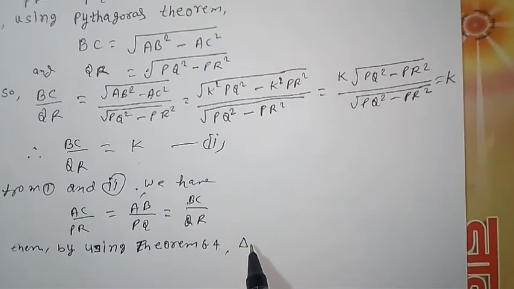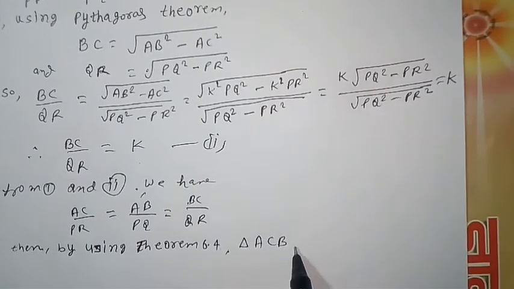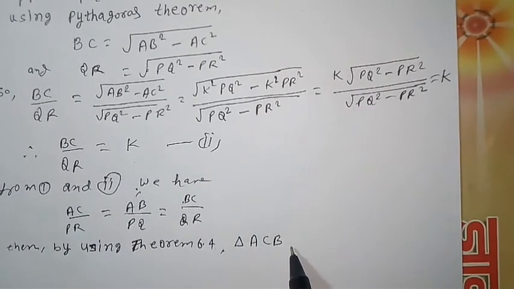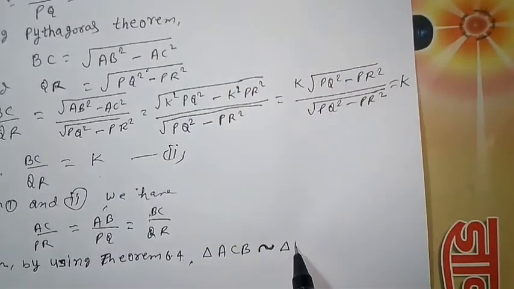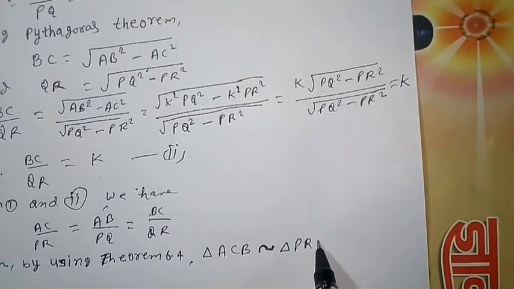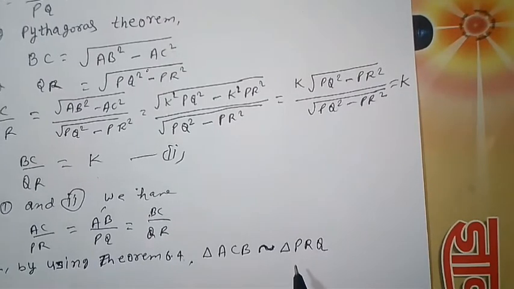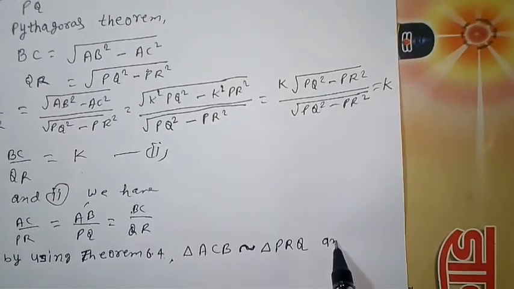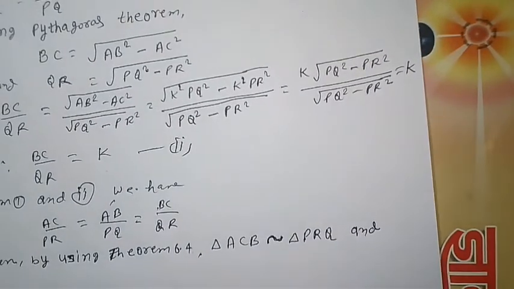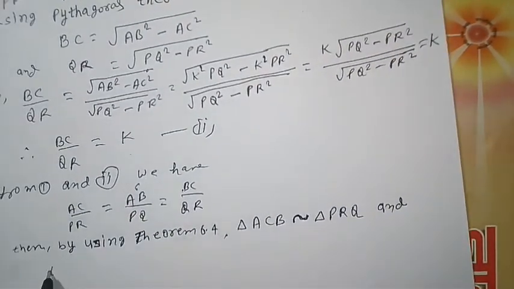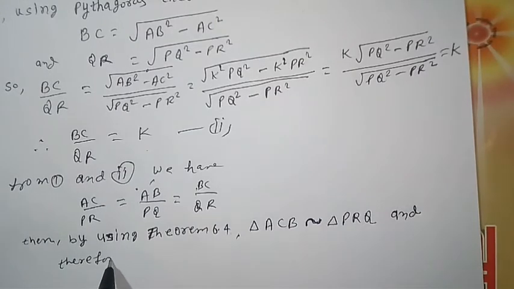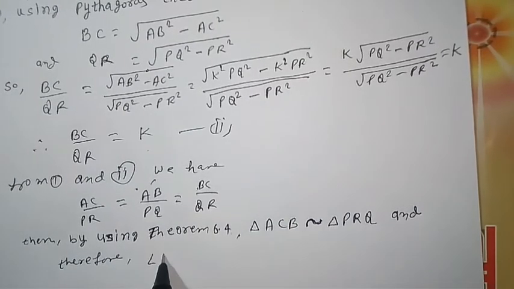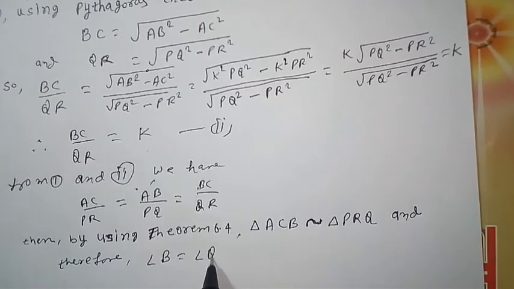triangle ACB is similar to triangle PRQ, and therefore angle B is equal to angle Q. Proved.